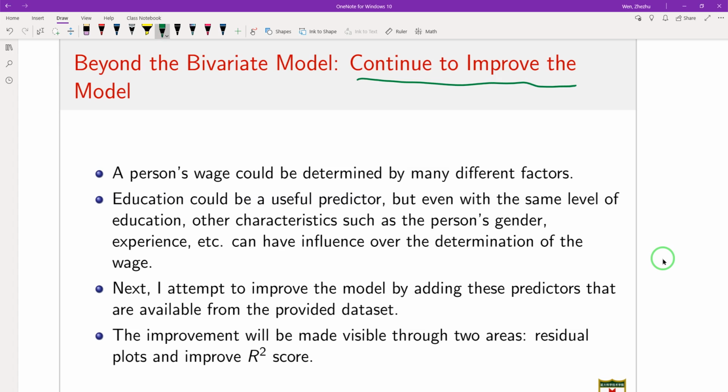A person's wage could be determined by many different factors. You understand that? Industry, gender, education, the region, number of years working for the company, things like that. So education could be used as a predictor, but even with the same level of education, other characteristics such as a person's gender and experience can have influence over the determination of the wage. So next, I attempt to improve the model by adding these predictors that are available from the provided dataset. The improvement will be made visible through two areas: your residual plot should be improved, and your R-square score should be improved.